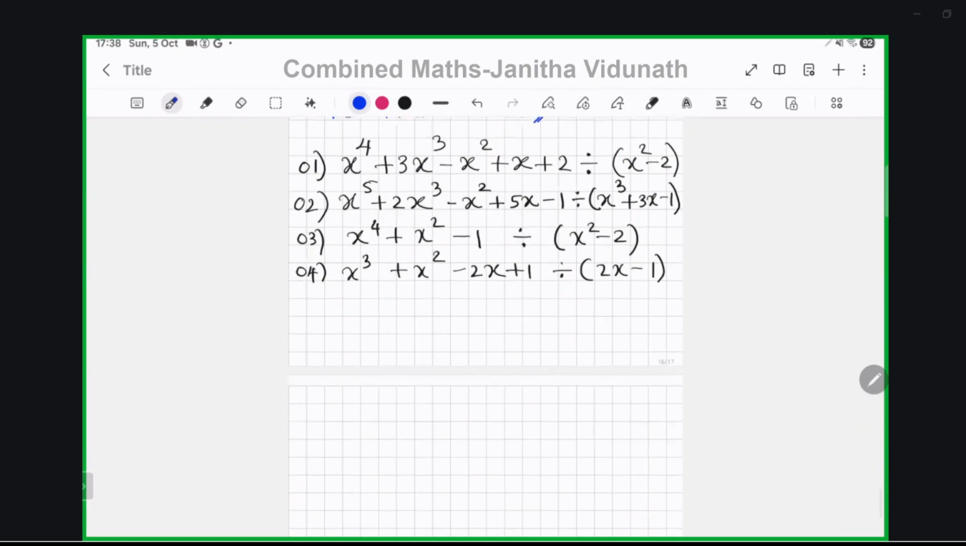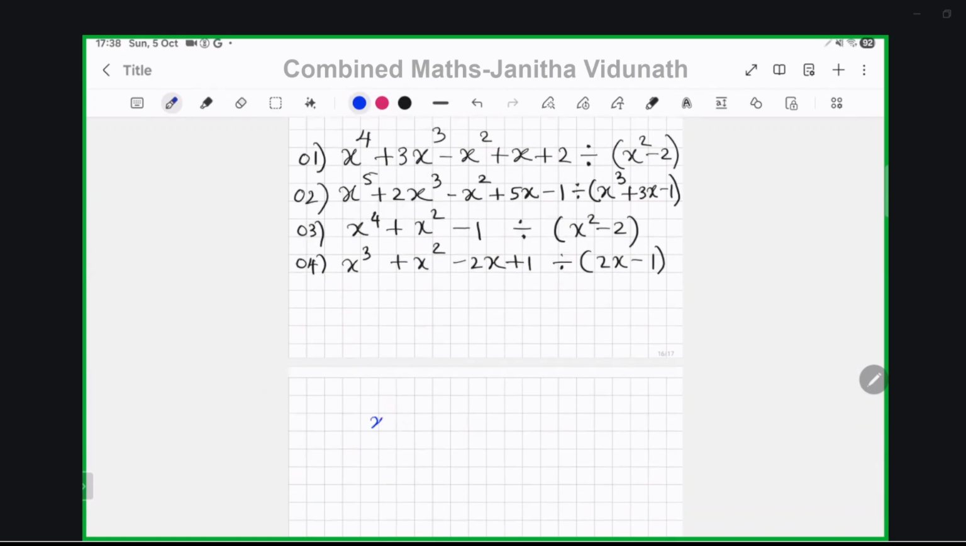Okay. Here our first question was x to the power 4 plus 3x cube minus x square plus x plus 2. Need to divide with x square minus 2. Okay. First, we need to divide those two leading terms. x to the power 4 over x square will give us x square. Then we put that in our first term as the first term of the quotient.